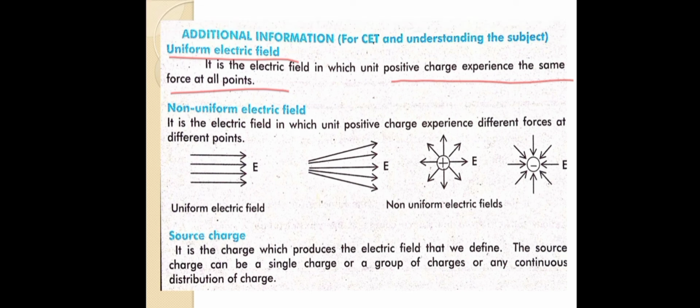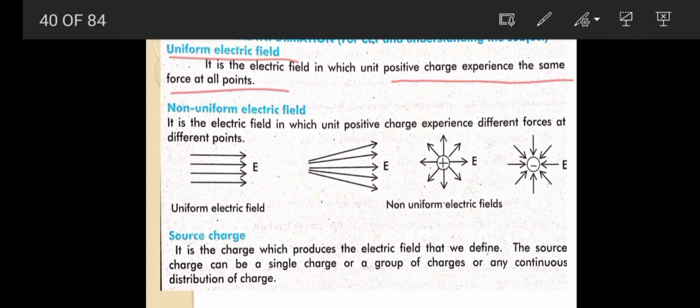In the figure you can observe some diagrams for non-uniform electric field and uniform electric field. This field is an example of a uniform electric field, because at all the points a unit positive charge will experience the same intensity. Now this is an example of a non-uniform electric field. This is also an example of a non-uniform electric field. This is the concept of uniform as well as non-uniform electric field.